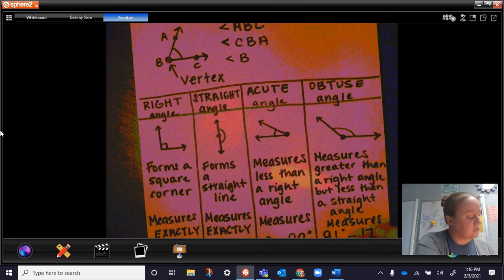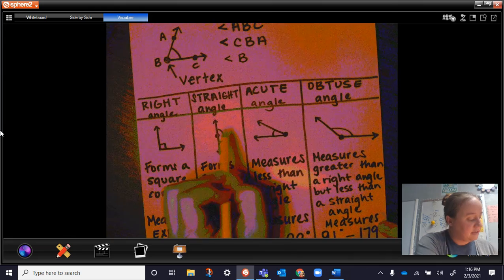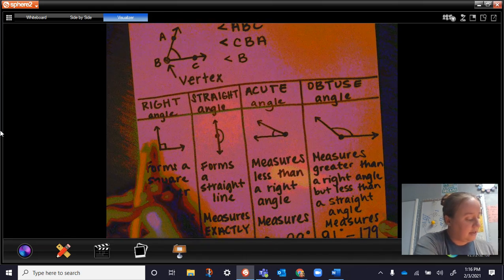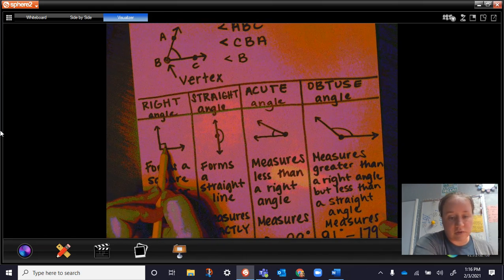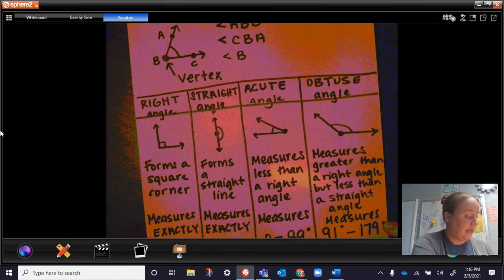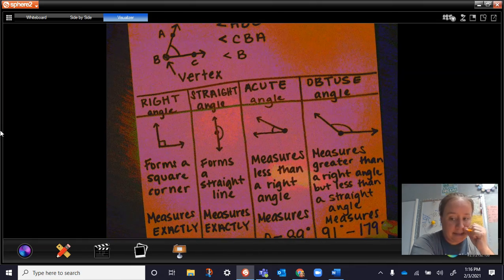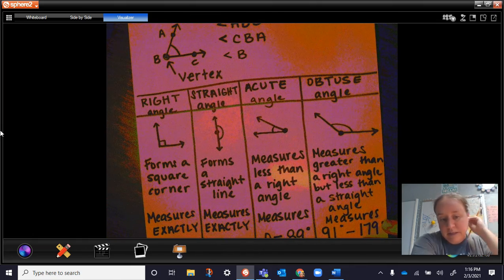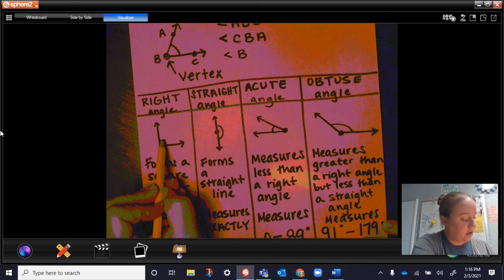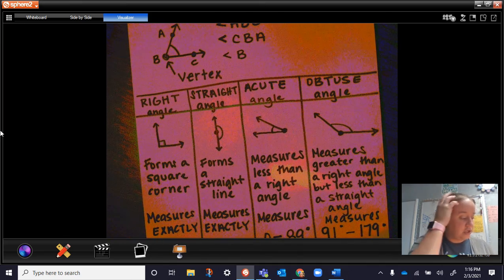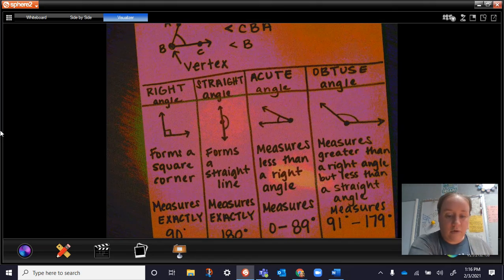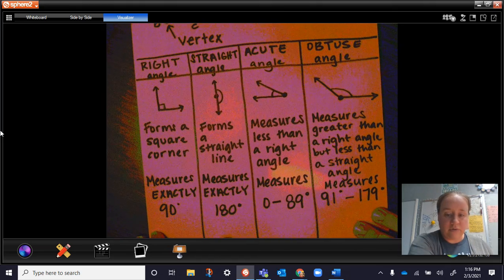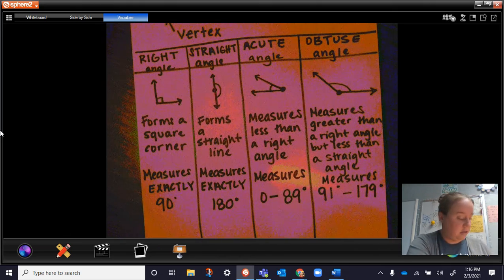And so if I see something that doesn't have this rounded, it has more like a little box, a little square, then I'm thinking, okay, that is automatically, I know that that is a right angle. So if you see this square inside your angle, you know you're talking about a right angle. Right angles have a special measurement. They are exactly 90 degrees.